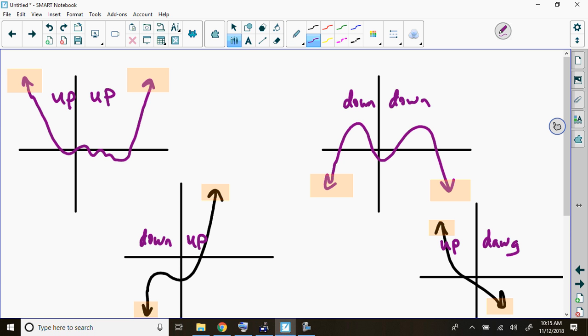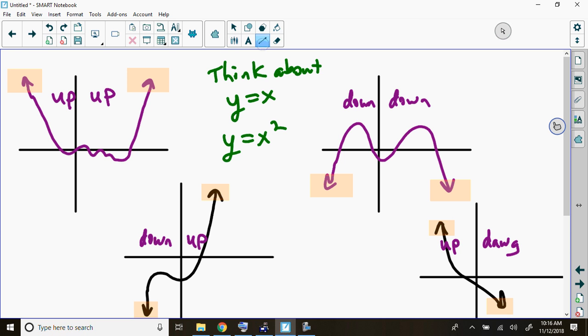So, the best bit of advice I can give you is think about y equals x and y equals x squared when you're trying to picture these. If we think about y equals x for a minute, we know that it's a line that goes like this, right? And the end behavior of a line could be down up or up down, right?